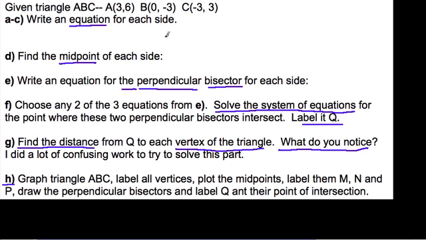But let's get started. The first thing I like to do before I write this equation out is to plot this triangle, because in this problem we're given triangle ABC, and the points are (3, 6), (0, -3), and (-3, 3). So let's set that up. We'll start with point A, and point A was (3, 6). So 1, 2, 3, right, here's 3, and then up 6. 1, 2, 3, 4, 5, 6. Here's point A.